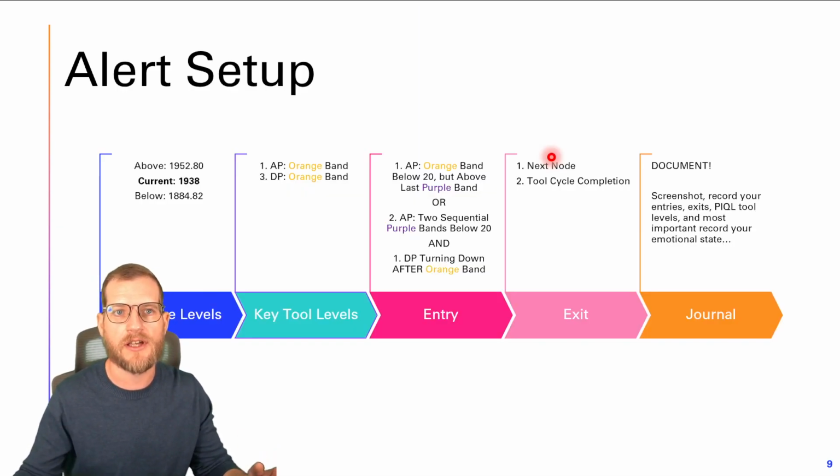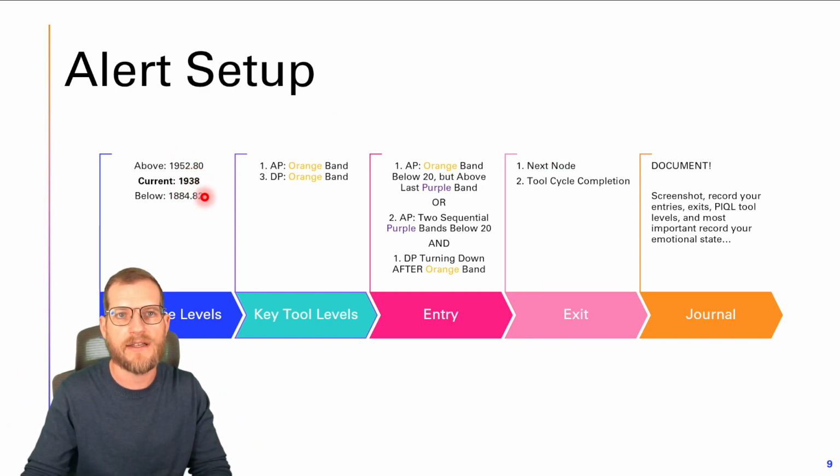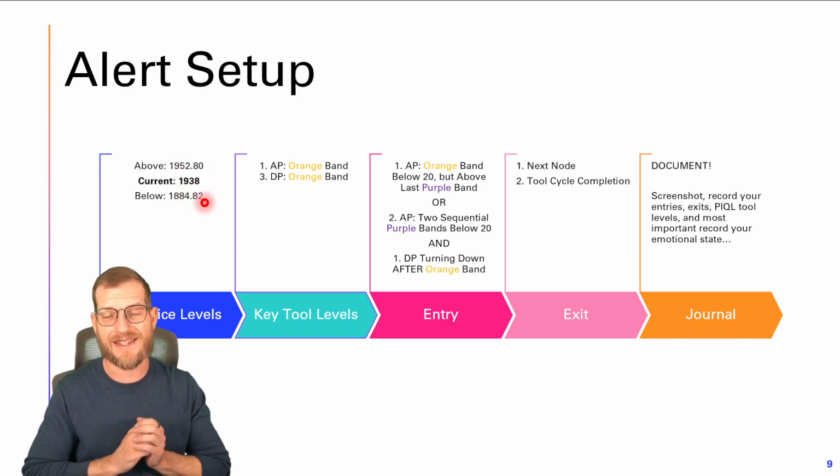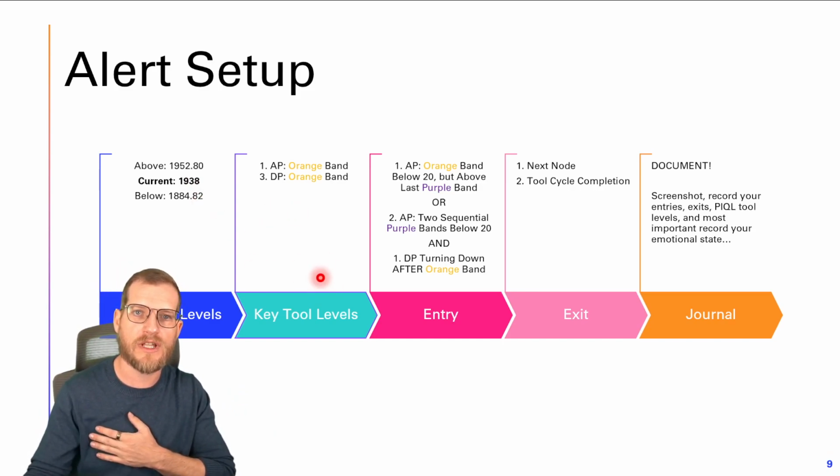What's our alert setup? So we can see the key price levels. Above us, we have 1950.8, and below us is 1884. So definitely breaking those ranges, it's going to be quite important that we have alerts set up. The next key tool levels are going to be alpha prime and delta prime orange bands.